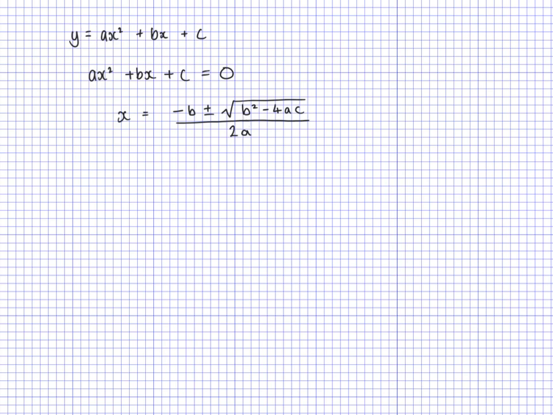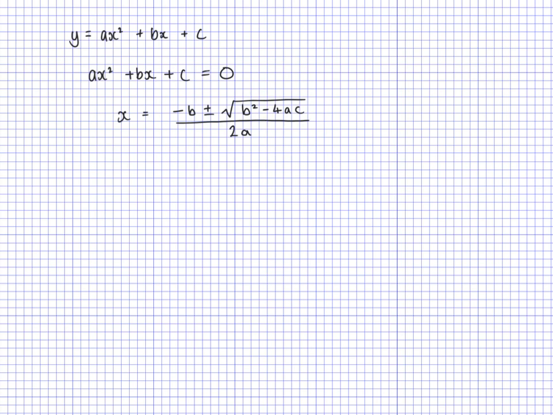Let's think about what would happen if b squared minus 4ac was negative. So if this was negative, I can't square root a negative value because that's undefined. We can't square root any negative values. It's undefined for the real numbers. So negative b plus or minus the square root of a negative number would not exist for us. So there will be no solutions to that quadratic equation.